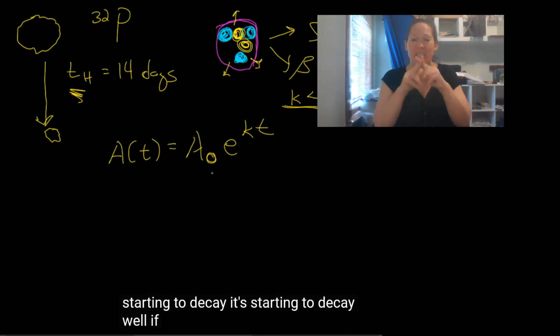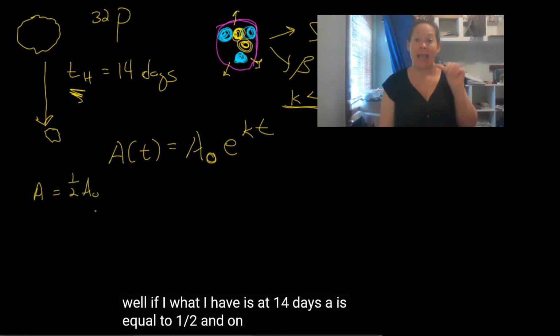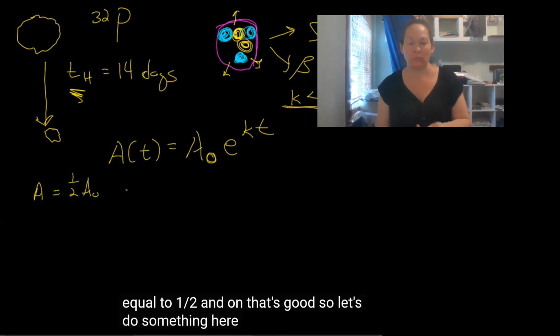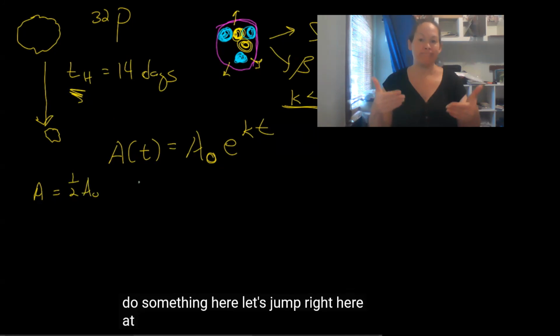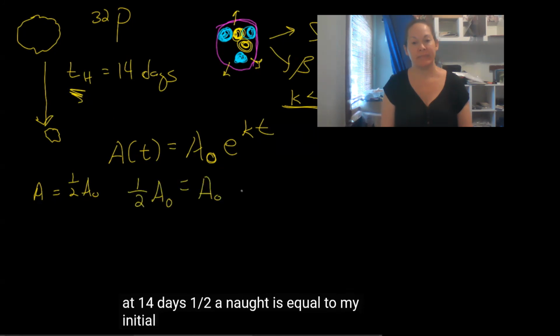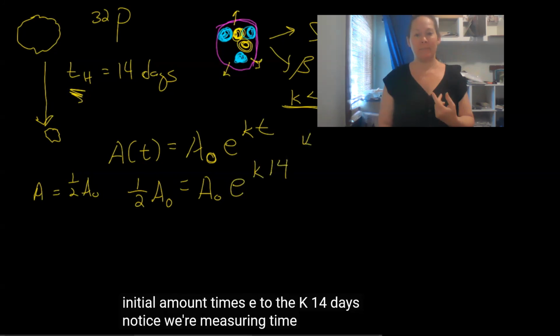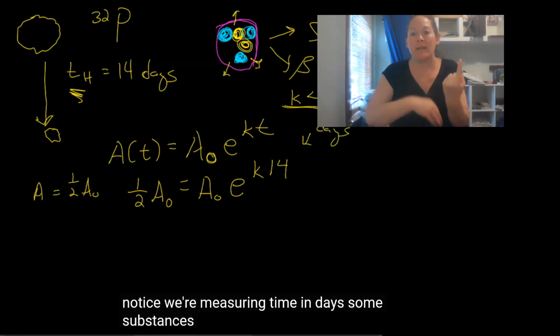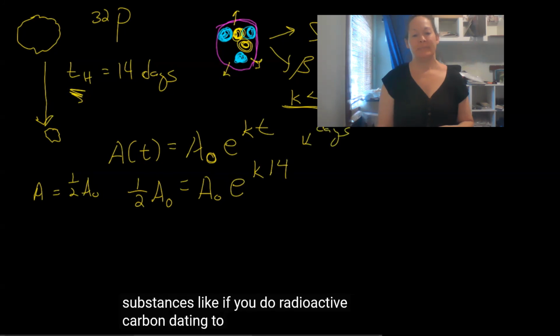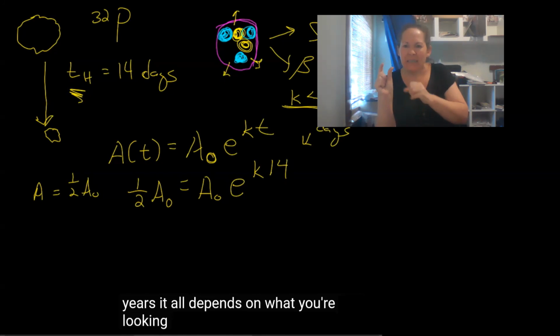Well, what I have is at 14 days, A is equal to 1/2 A naught. That's good. So let's do something here. Let's jump right here. At 14 days, 1/2 A naught is equal to my initial amount times e to the k times 14 days. Now notice we're measuring time in days. Some substances, like if you do radioactive carbon dating to figure the age of something, you measure the half-life in years. It all depends on what you're looking at.